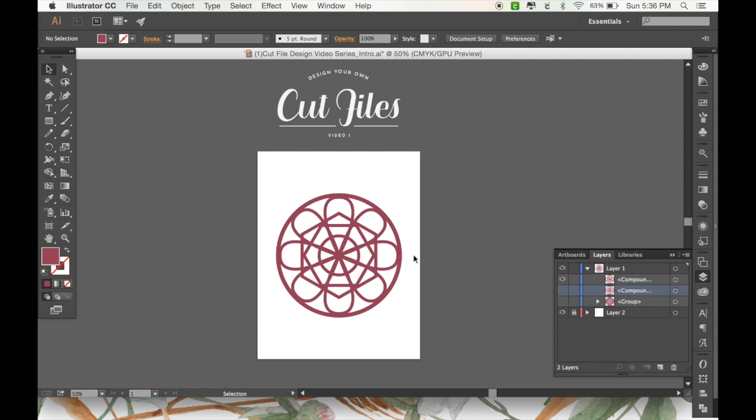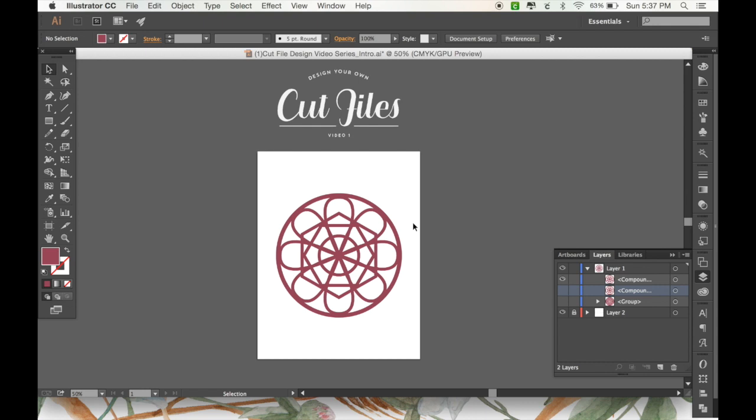So I've created this simple little design, and a few things to keep in mind are the thickness of the lines. Depending on the material I'm using, this thickness might be okay, or it might be too thin. For instance, if I were cutting this out of felt, something really thick, or maybe out of something really thin like crepe paper, the thinness of these lines might be an issue.